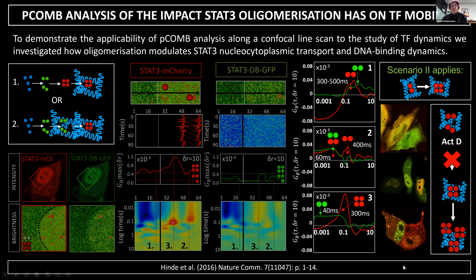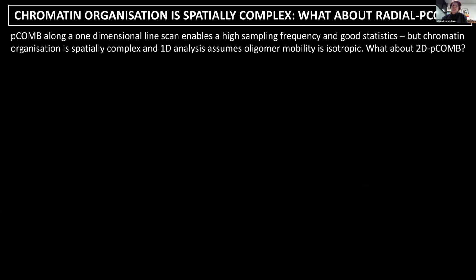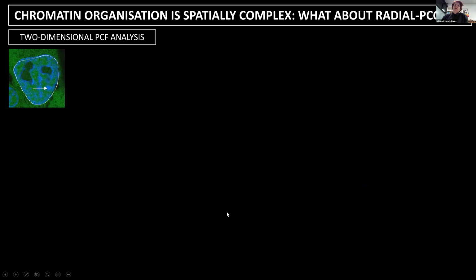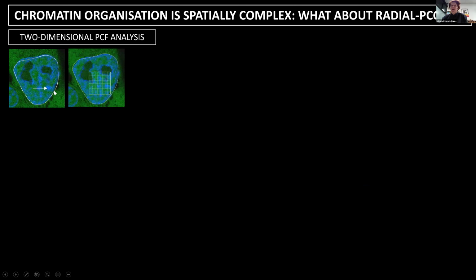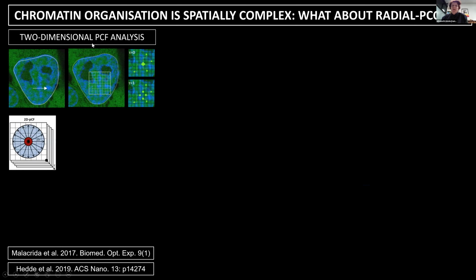So I just wanted to finish off by saying that the pair correlation of the brightness analysis along a one-dimensional line scan is useful, but chromatin organization is spatially complex. So it's useful for looking at how STAT3, for example, got into the nucleus, because you can draw a line across the nuclear envelope. But if you want to look at how it's navigating nuclear architecture, we really need a two-dimensional acquisition. And this is problematic just because you need a fast acquisition, but also from a visualization point of view.